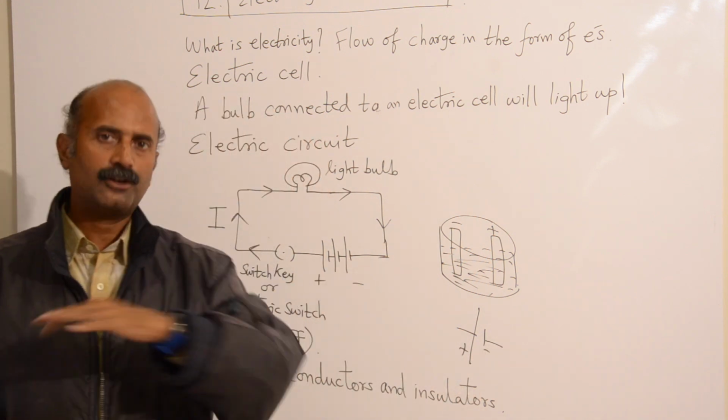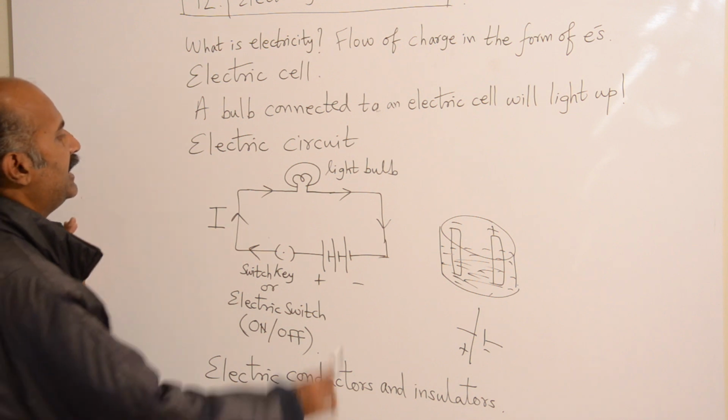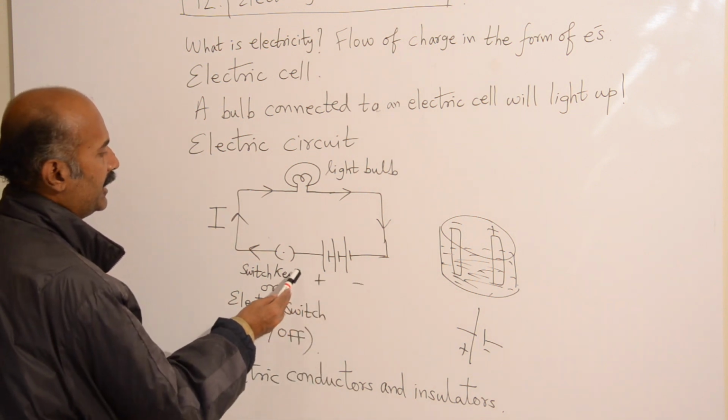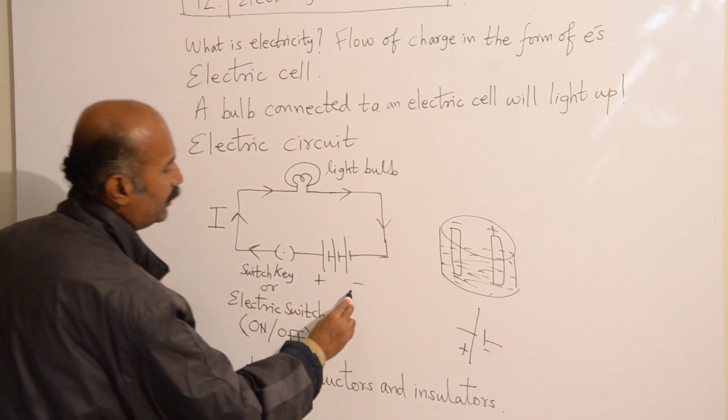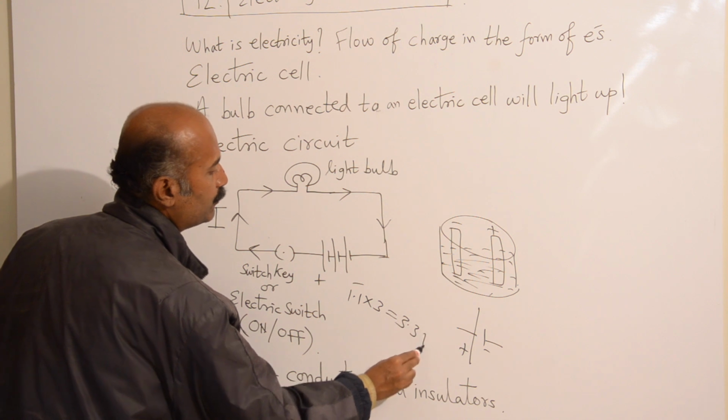A battery is nothing but a group of cells joined together in series, right next to each other, just like a train. And this is a simple example of an electric circuit. I've taken a few cells and converted that into a battery, so that each cell has, say, 1.1 volt. So into 3, I get a total voltage of 3.3 volt.